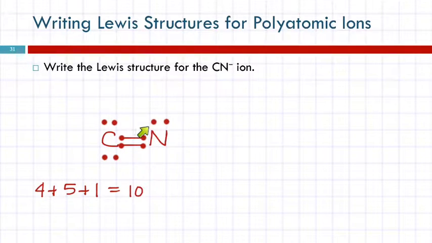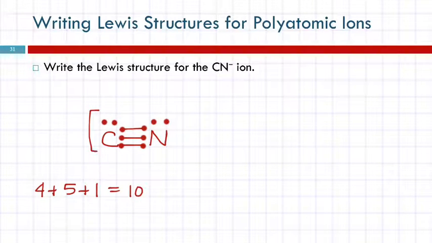So we're making progress, but this nitrogen is still not happy. So carbon needs to take 1 of its lone pairs and share. So we take a lone pair. I'm going to put that in here and share some more. Now, carbon has 6 from the bonding electrons, and 2 is 8, and nitrogen has 6, and 2 is 8.